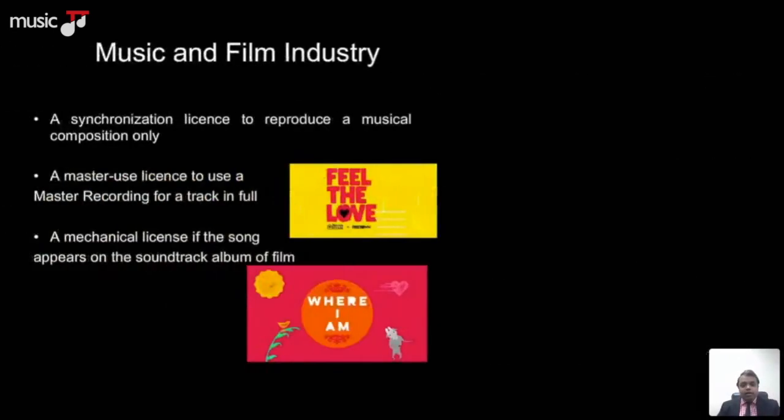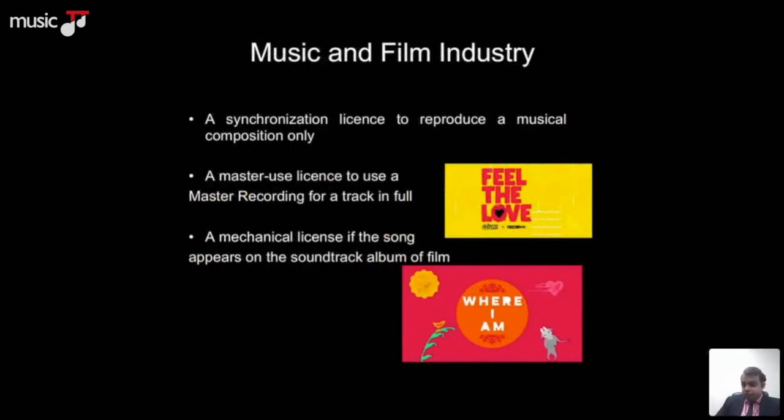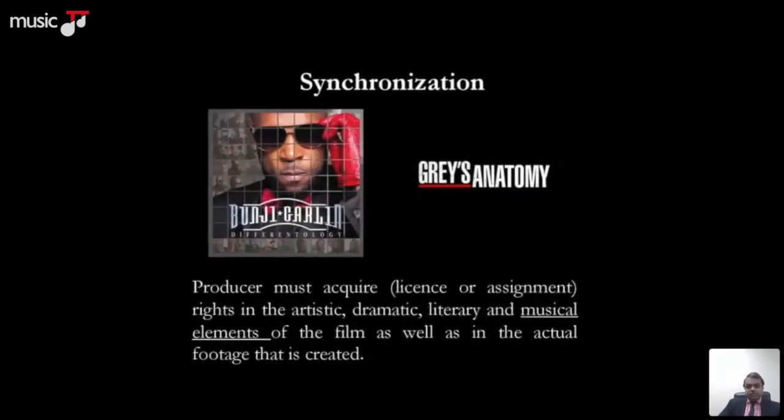So I want to go back here for a moment. There are multiple types of licenses. We talked about synchronization. There's a master use license if they want to use your track in full. And sometimes they could put your full song as a soundtrack for the film. So Suicide Squad released a full album of songs, existing songs and some written for the movie. They released a full album before the movie was a hit, and that album was playing on airwaves. Why? That's music and the film industry. So think about how you're going to tap into that potential to earn more.